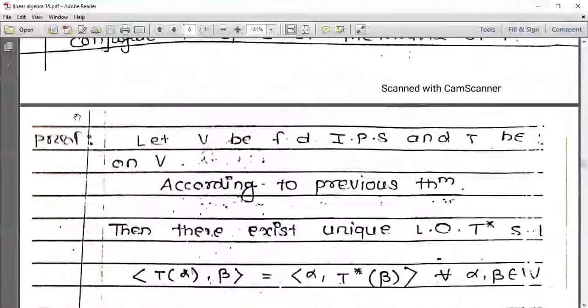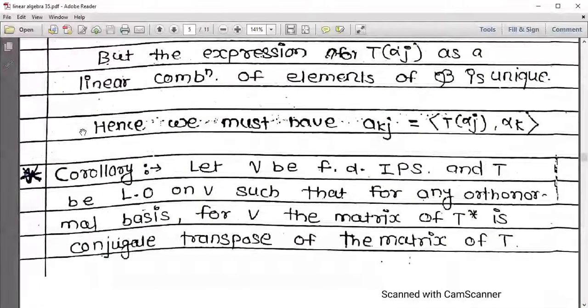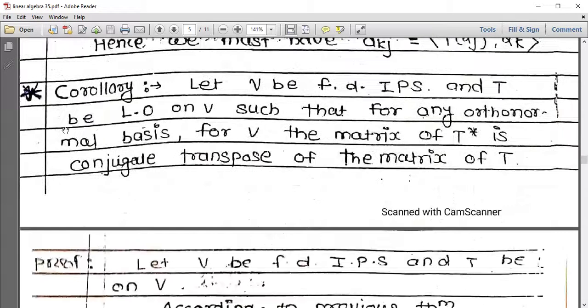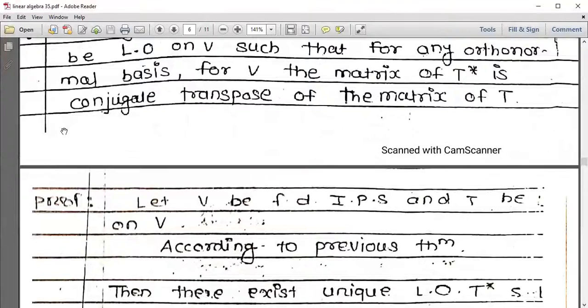This is the theorem. In the next chapter we will see the remaining part, the types of operators. Okay, thank you.